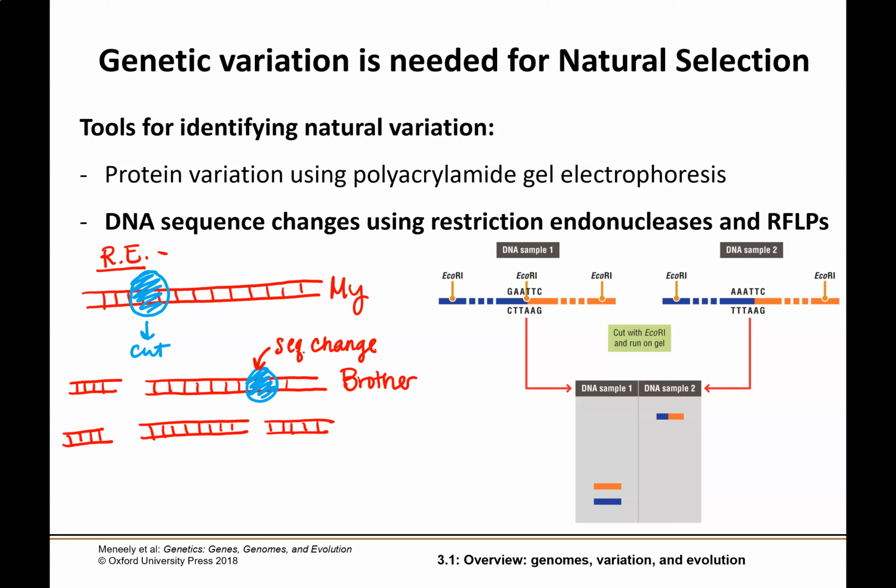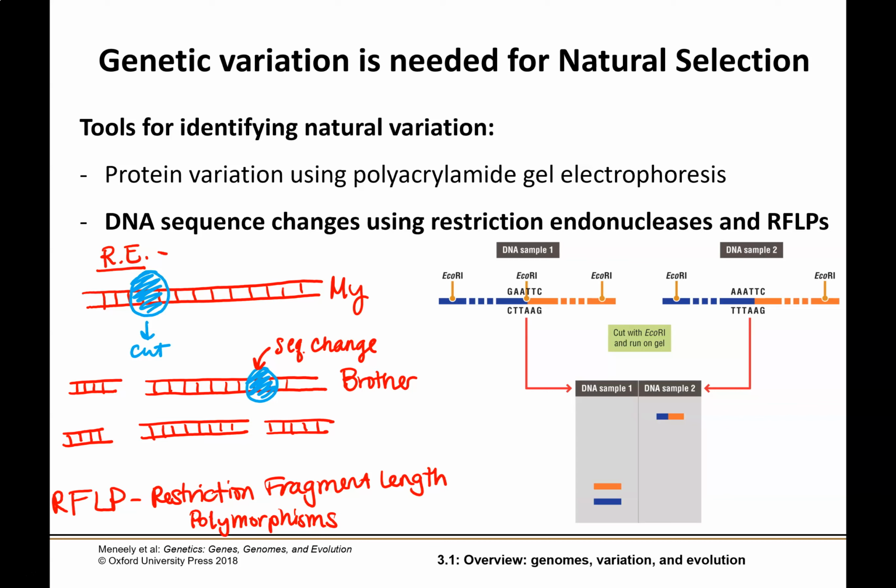So these differences are reflected in something called RFLPs, restriction fragment length polymorphisms. So we're going to look at the different lengths of our fragments, polymorphisms. So poly means many, morph means shape. So you can get different patterns depending on these restriction enzyme sites.